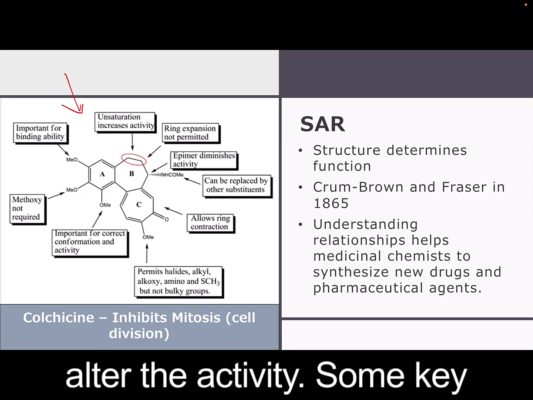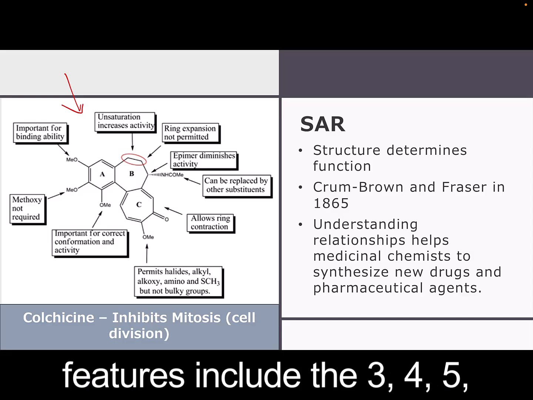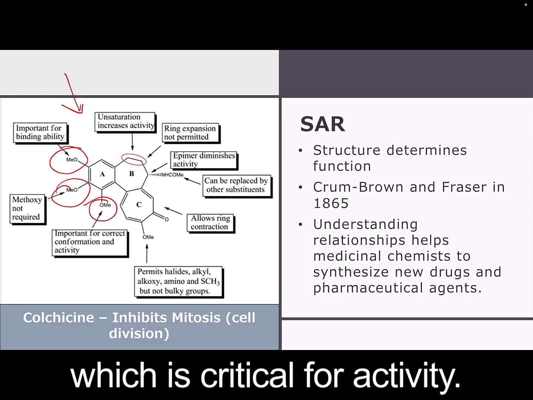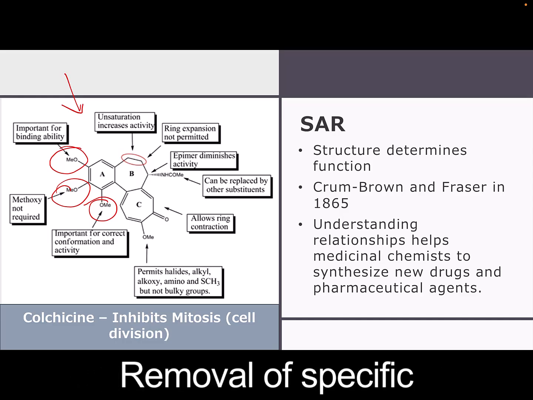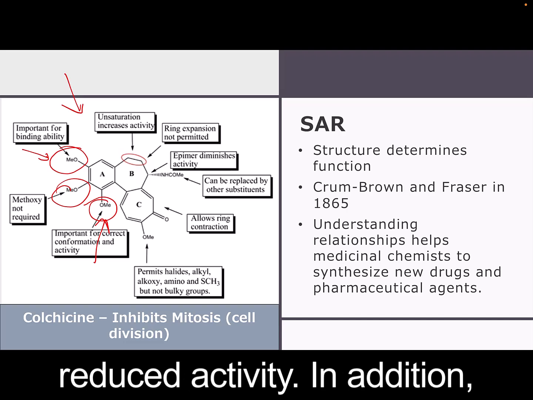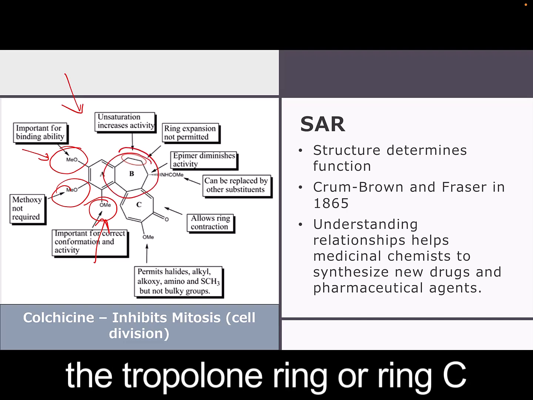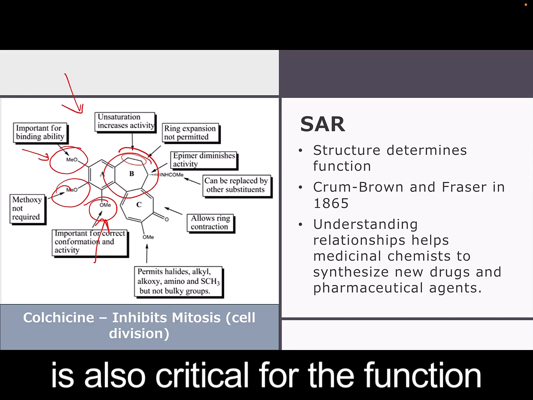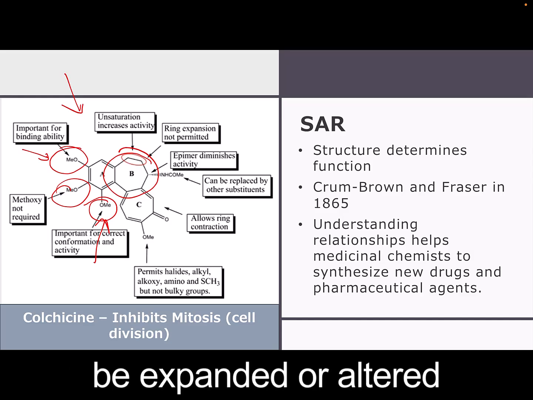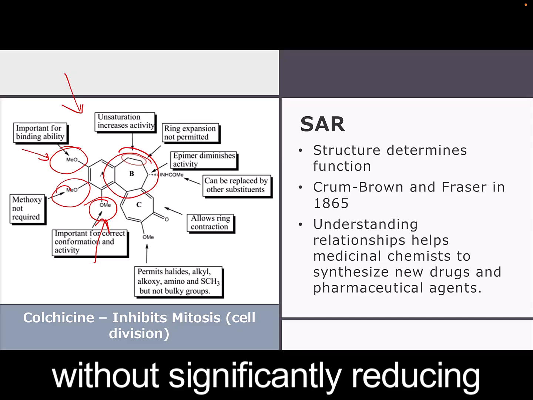the activity. Some key features include the 3,4,5 trimethoxyphenyl group, which is critical for activity. Removal of specific methoxys substantially reduces activity. In addition, the tropolone ring, or ring C, is also critical for the function of the molecule and cannot be expanded or altered without significantly reducing activity.